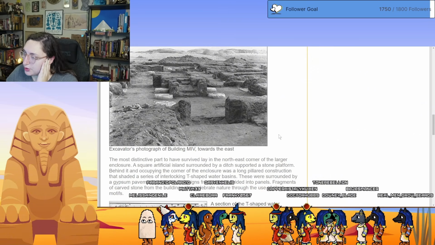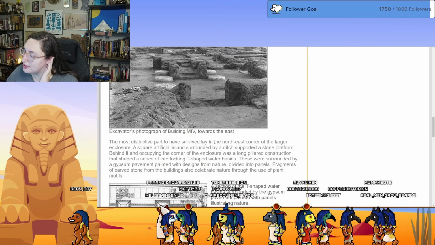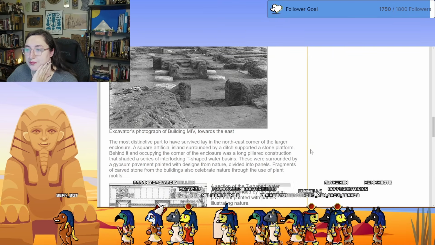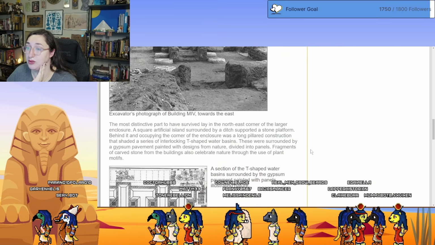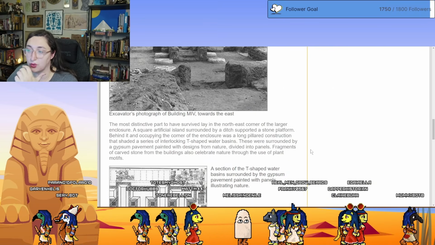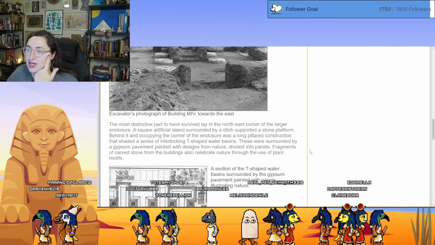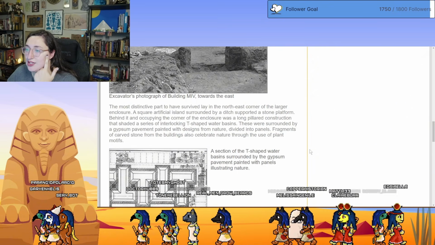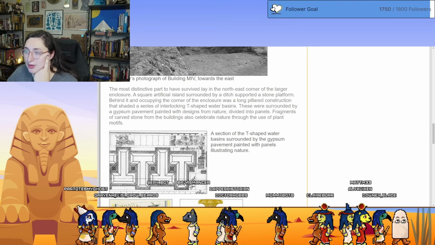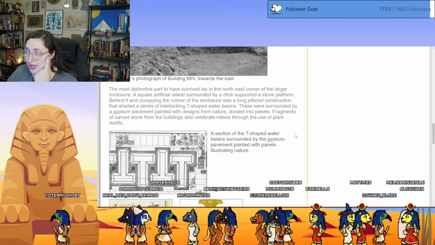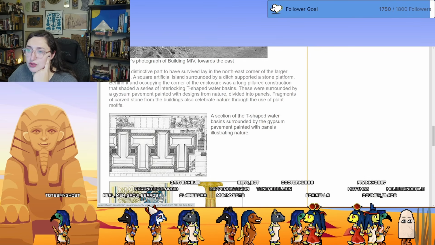So, the most distinctive part to have survived is in the northeast corner of the larger enclosure. A square artificial island surrounded by a ditch supported a stone platform. Behind it, occupying the corner of the enclosure, was a long pillared construction that shaded a series of interlocking T-shaped water basins. These were surrounded by a gypsum pavement painted with designs from nature divided into panels. Fragments of carved stone from the buildings also celebrate nature through the use of plant motifs.